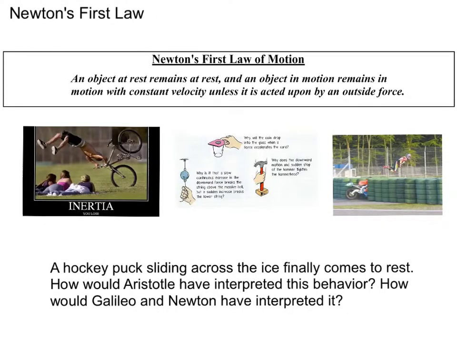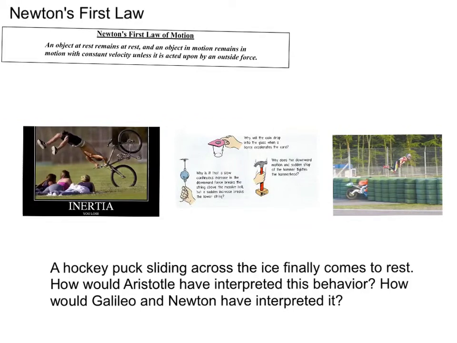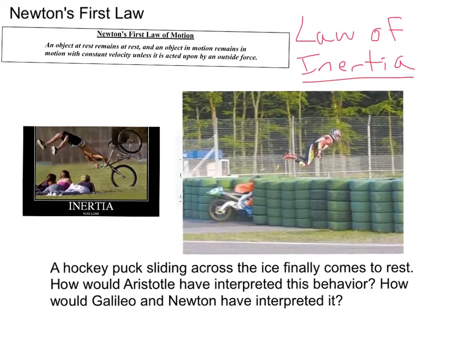So Newton's first law states that an object at rest remains at rest, and an object in motion remains in motion with constant velocity unless it is acted upon by an outside force. Newton's first law is also called the law of inertia. And we can see a few examples of this happening right here.